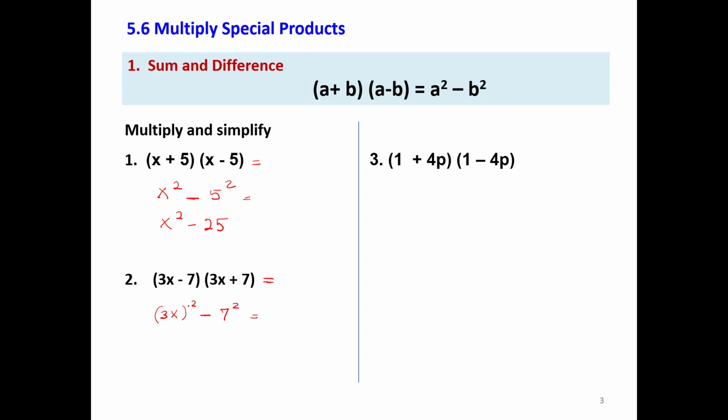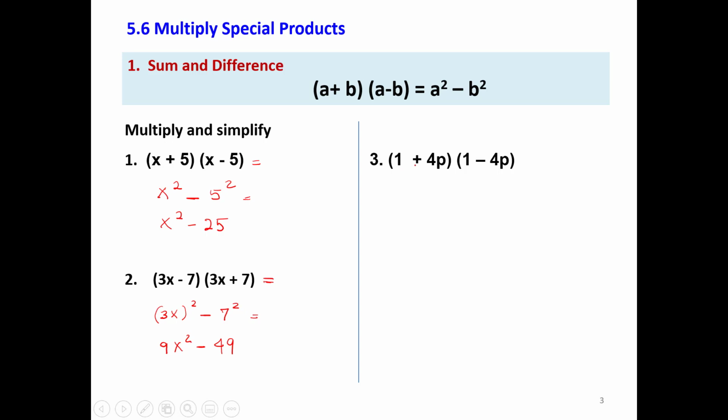3x to the second power: we need to square the number. 3 to the second power is 9, x to the second power is x squared, negative 7 to the second power is 49. And this is the answer. The last term, yes. Then we need to check here.